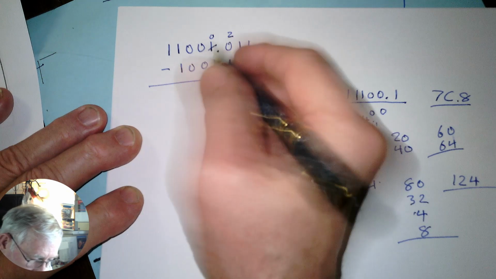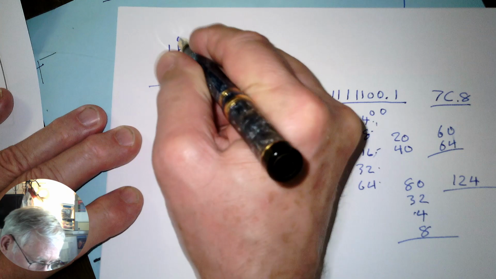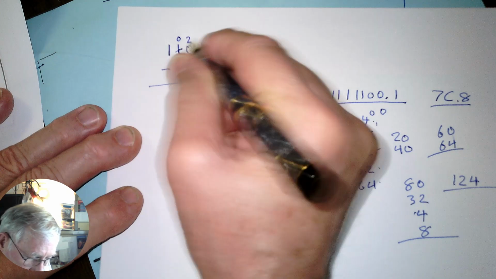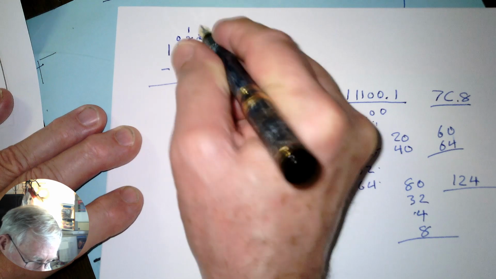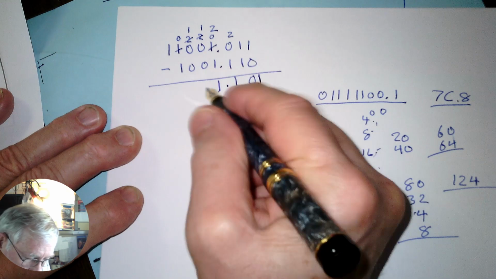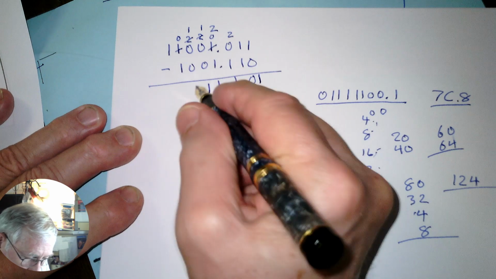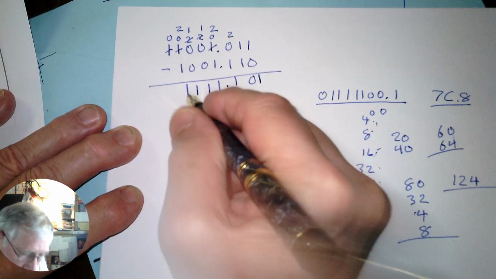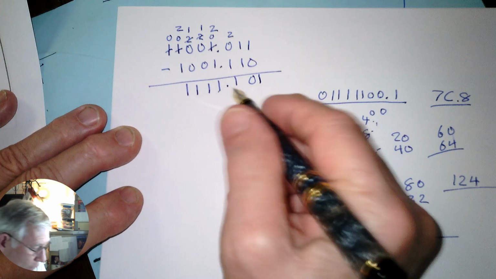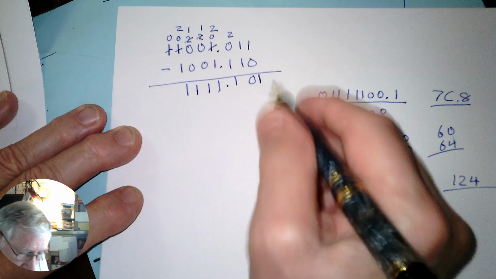1 from 0, we can't do it, so we cross this out and have a 0 there. We have a 2 here, but we have to borrow from that, so we cross that out, we have a 1 and a 2 here. We cross this out, we have a 1 and a 2 here. 1 from 2 is 1. 0 from 1 is 1. 0 from 1 is 1. 1 from 0 can't do it, so we have a 0 there and a 2 there. 1 from 2 is 1. So it is 1111.101. It checks.